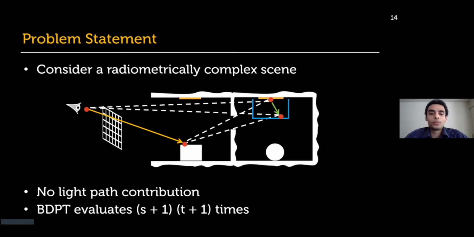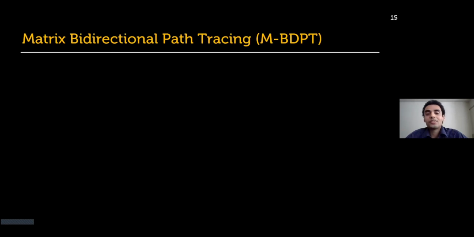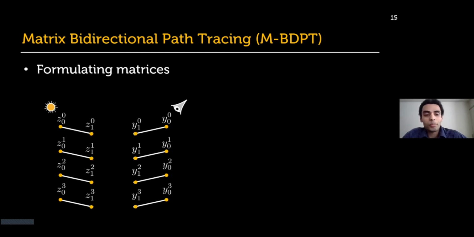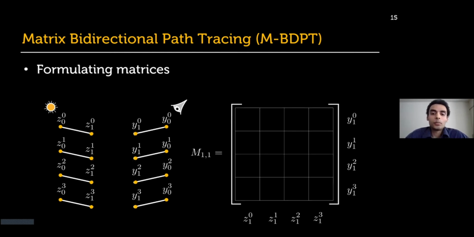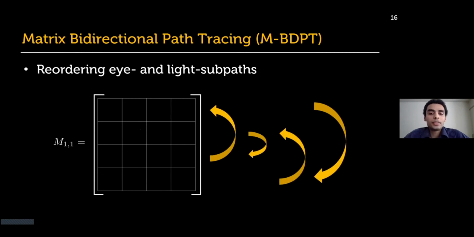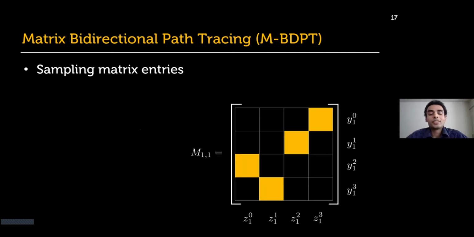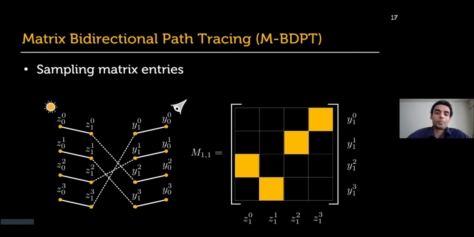We address these two issues with our matrix bidirectional path tracing approach. There are 3 stages in this process. We first generate subpaths starting from the eye and from the light, and then arrange these subpaths in the form of matrices based on their path length. We then reorder these subpaths within each submatrix to utilize the spatial relationship between them. And finally, we sample the matrix entries, connect subpaths and compute their contribution towards the pixel.